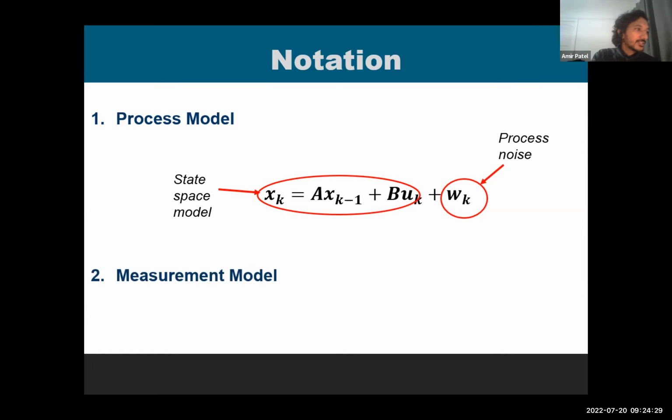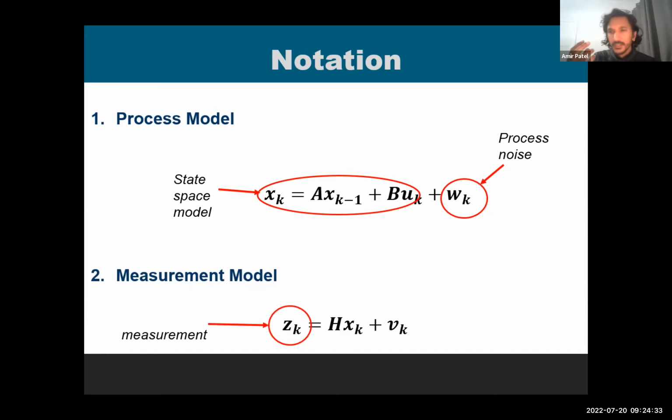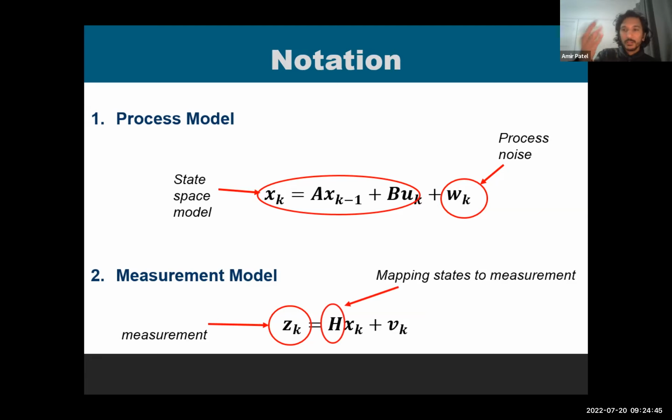And then the other part is the measurement model. So that basically relates the measurement that you have, the camera pixels, the GPS measurement, and how is that related to your states, right? So how do your states, your angles, your angular velocity, get multiplied and added to give you the pixels?